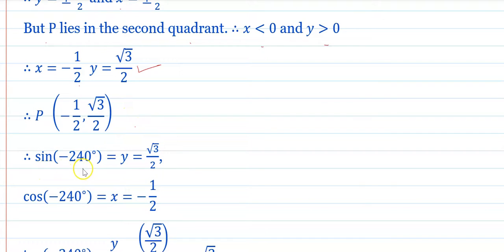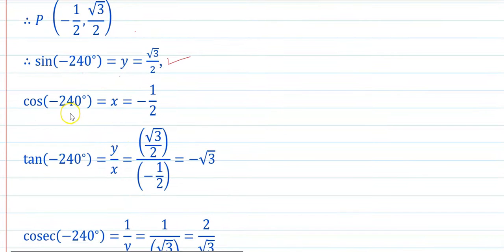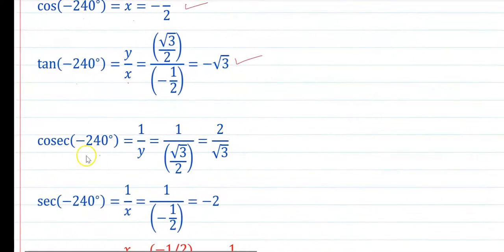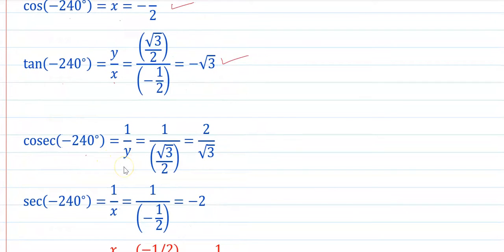Therefore, sine of minus 240 is equal to y, that is root 3 by 2. Cos of minus 240 is equal to x, minus 1 upon 2. Tan of minus 240, y upon x, is root 3 by 2 upon minus 1 upon 2. 2 gets cancelled, you get minus root 3. Cosec of minus 240, 1 upon y, is 1 upon root 3 by 2. Taking the reciprocal, that is 2 upon root 3.